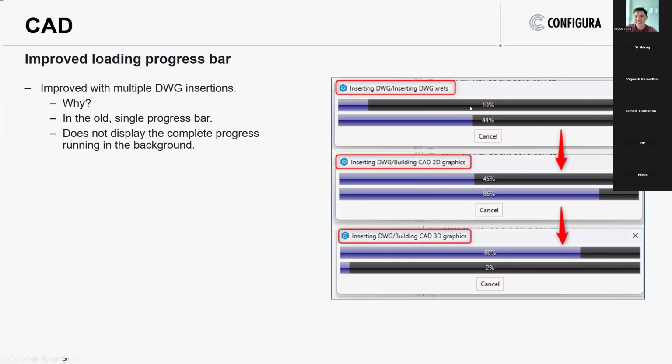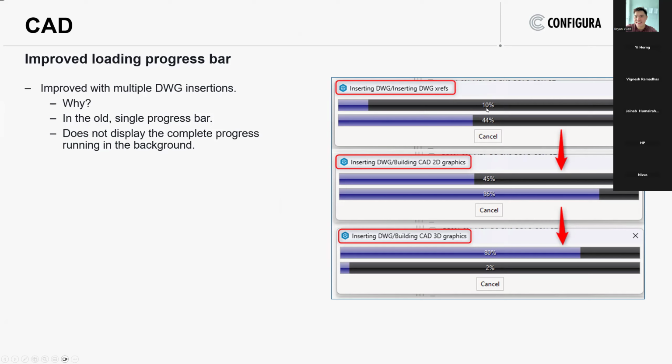So the new one has three steps. We've improved it, and part of it is that we are now showing the building of 2D and 3D graphics. Now it clearly shows you that these processes, which were silently running in the background before, are running in front of you, and you can anticipate the completion of the CAD insertion. So when you first import and insert the CAD, it will show as this one.